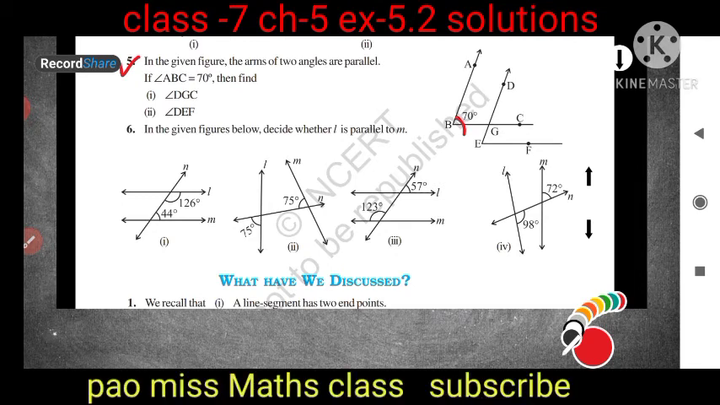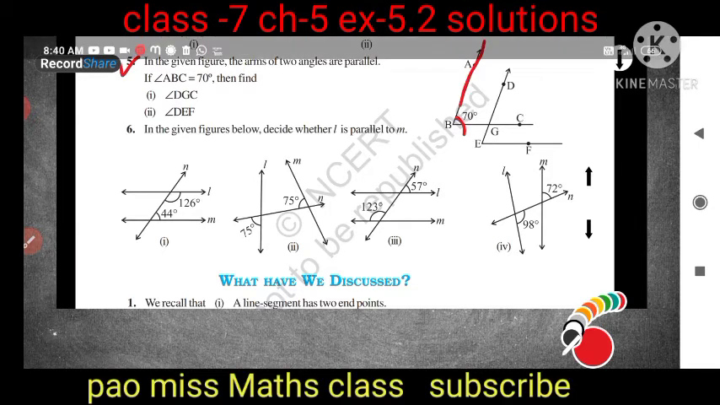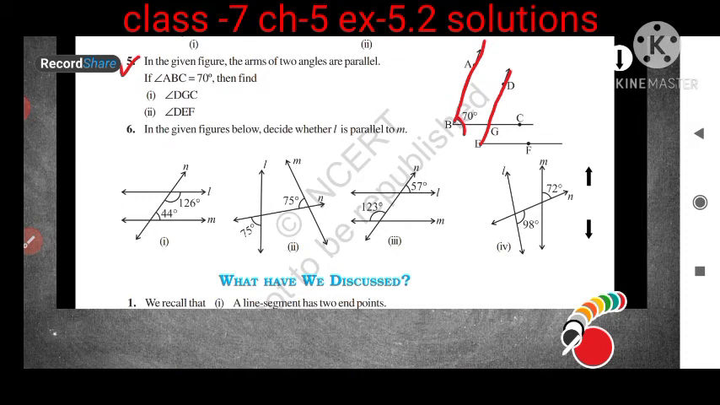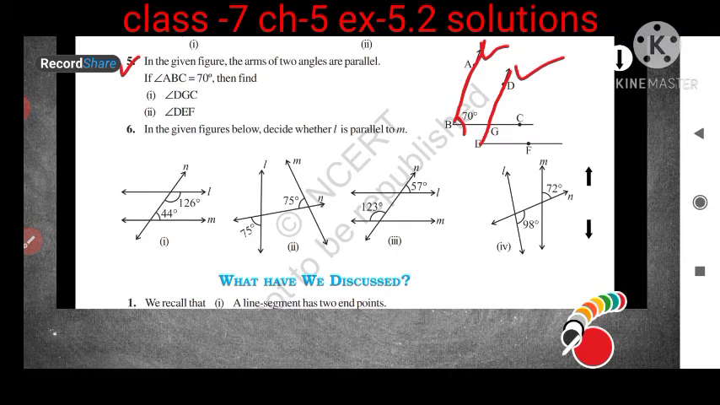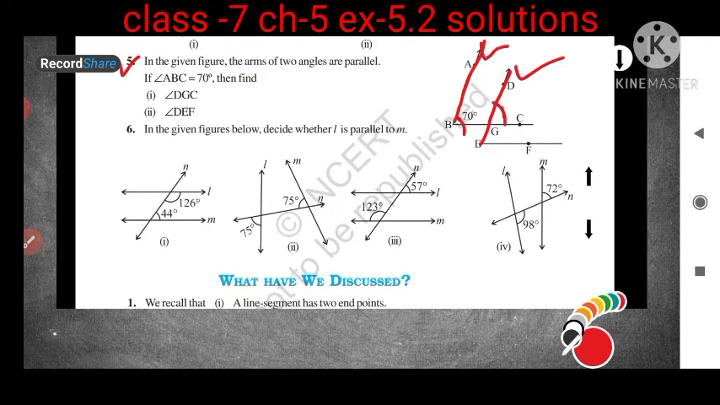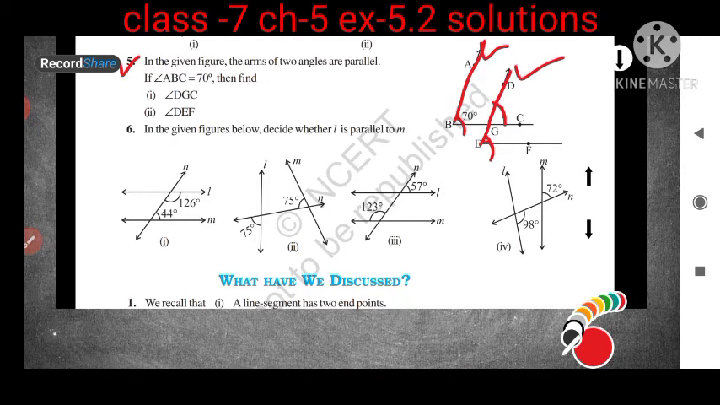Their arms are equal. Arms means what? Two arms are parallel, means this arm and this arm are parallel, okay? These two arms of these two angles are parallel, means AB is parallel to DE. Now find DGC. DGC, this angle you have to find, okay? Then again DEF. Where is DEF? DEF, this angle you have to find. Now come to the solution.